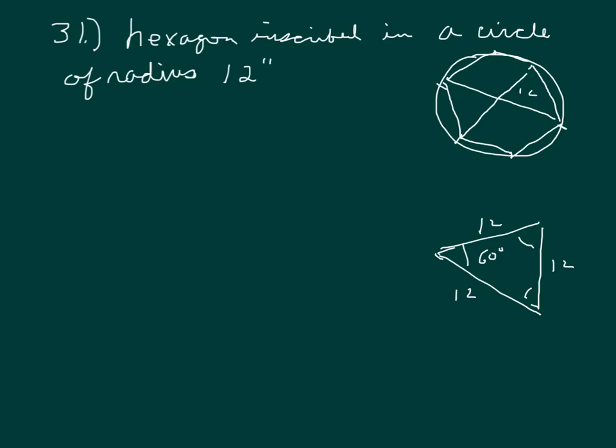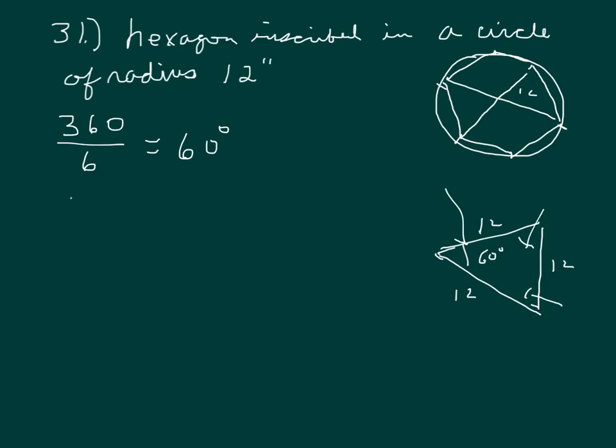In problem 31, we have a regular hexagon, meaning equal sides, equal angles, inscribed in a circle of radius 12 inches. In this picture, we've drawn the circle, radius 12 inches along either of these axes, and divided it up into 6 equal sides. Here we've redrawn it. Since there are 6 equal sides, the angle would be 360 divided by 6, which is 60 degrees. So each angle of the triangle is 60 degrees.